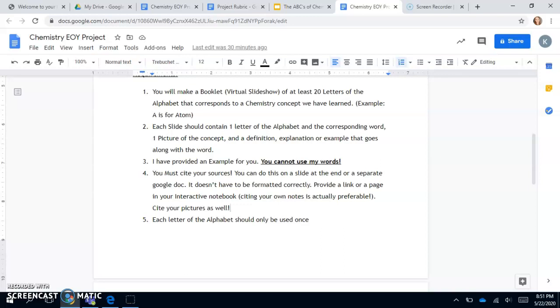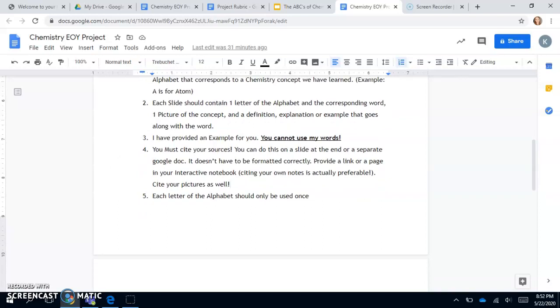Now, if that sounds confusing, I do have an example that I'm going to throw up for you. But basically, for each letter of the alphabet, you're going to name something in chemistry. So A is for atom, B is for Bohr. Okay, so you're just going to choose one concept that we've gone over for each letter. You're going to put in each slide the letter of the alphabet, the word that you've chosen that relates to what we've learned in chemistry.